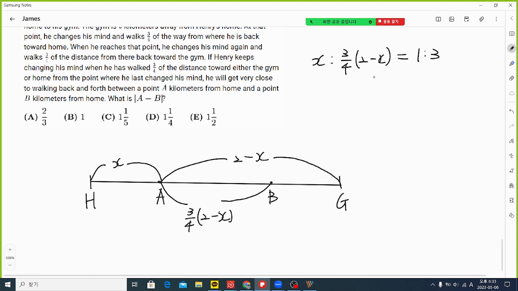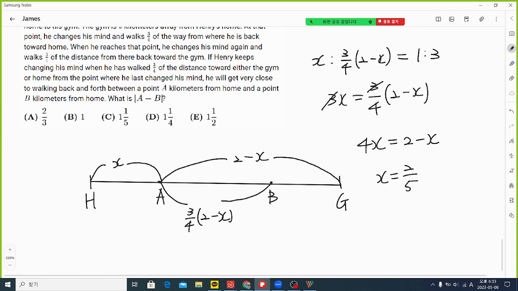So when we solve this proportion, 3x is equal to this. So 3 cancel, multiply 4. So x is 2/5. So we want to find the distance between A and B. So if x is 2/5, when you subtract 2/5 from 2, that's 8 over 5.